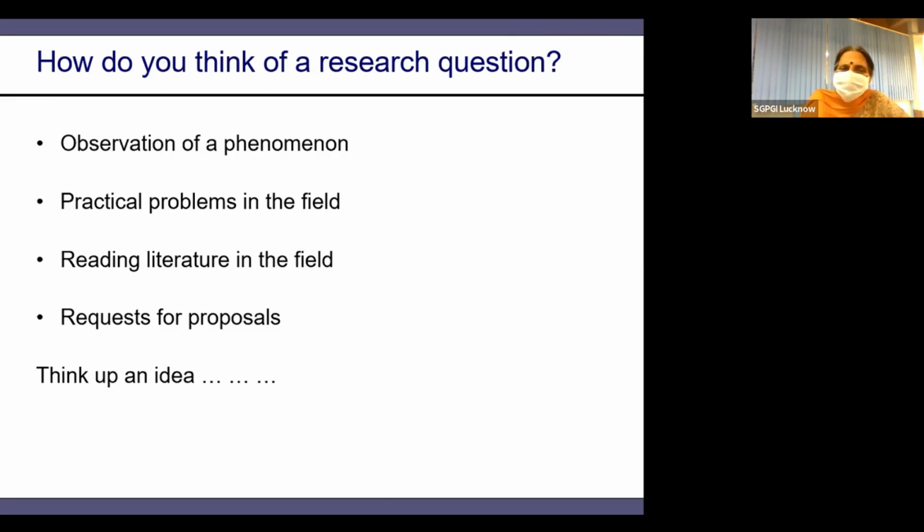Or it could be that you're reading every day and you find something which is so fascinating and you would like to pursue it. Then sometimes what happens is, like when COVID-19 came, every funding agency was sending out requests in the newspaper and in other areas, saying please send research proposals on COVID-19 to us. So you might think of a proposal on COVID-19 and send it to a funding agency, or you might do it just yourself. So you always have to think of an idea when you want to do research.